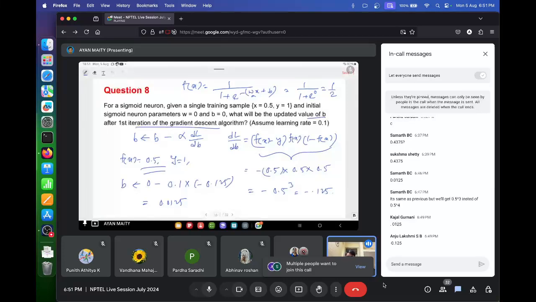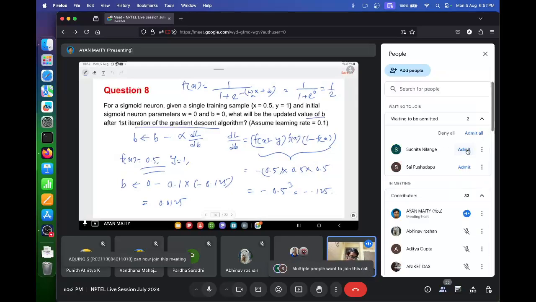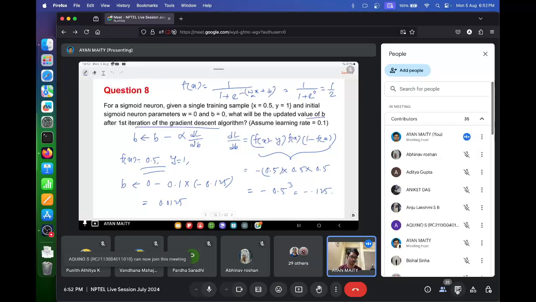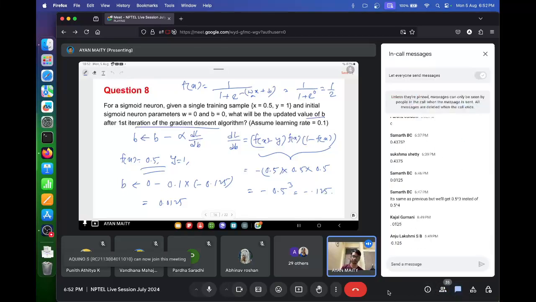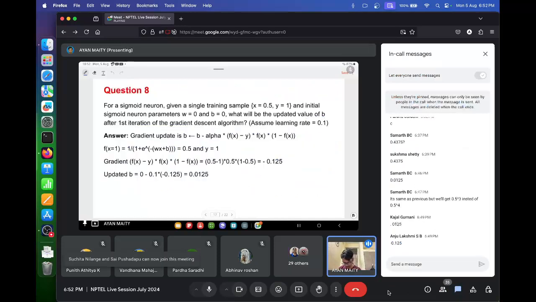Is there any other doubt in this question? So I have written the solution. This should be x equals 0.5. This is a mistake that I will rectify later on. This is the updated value.